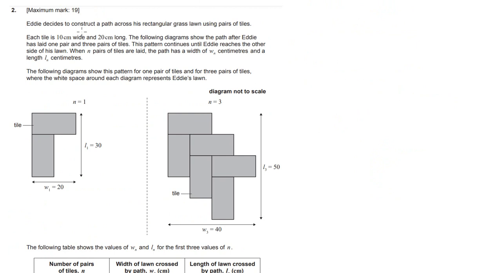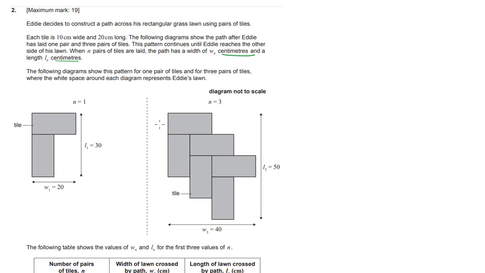All right, number 2. Eddie decides to construct a path across his rectangular grass lawn using pairs of tiles. Each tile is 10 centimeters wide, 20 centimeters long. The following diagram shows the path after Eddie has laid 1 pair and 3 pairs of tiles. This pattern continues until Eddie reaches the other side of his lawn when n pairs of tiles are laid. The path has a width of Wn centimeters and a length Ln centimeters. The following diagrams show this pattern for 1 pair of tiles and for 3 pairs of tiles, where the white space around each diagram represents Eddie's lawn. Diagram not to scale.